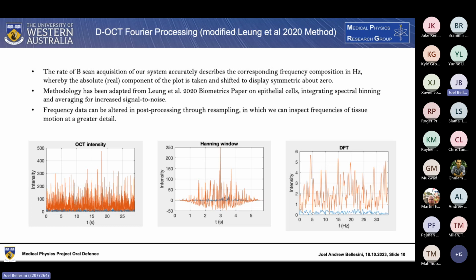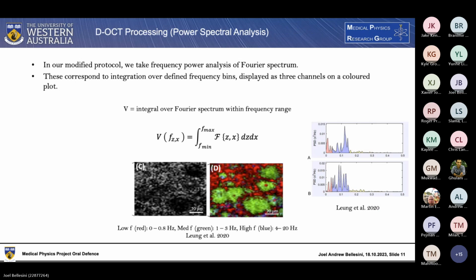If, for example, in denser tissue, mainly we've got lower frequency motion that we want to look at, we can do that through post-processing, resampling. This is something which has also been displayed in the literature as well.